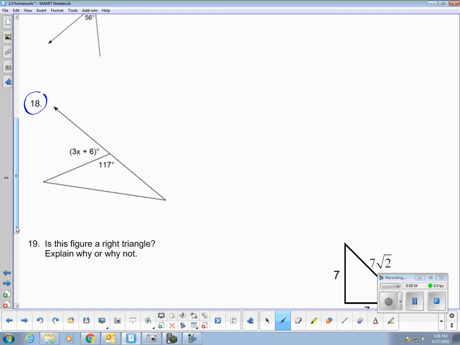Number 18, both of these angles are supplementary angles. So together their sum is 180 degrees. So therefore, I can say that 3x plus 6, this first angle right here, together with 117 degrees, this angle right here, altogether is equal to 180 degrees.